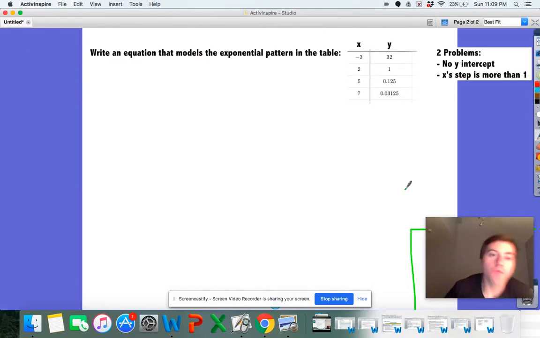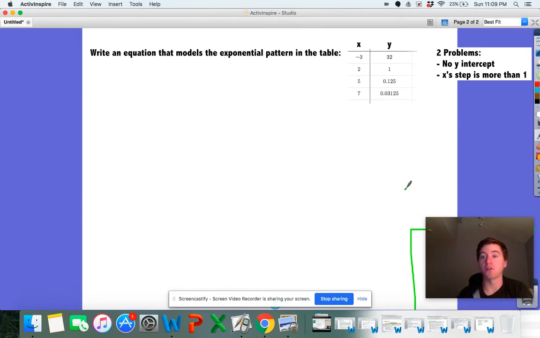Hey guys, we're gonna continue writing exponential equations from tables and graphs. Things are gonna get just a little bit more complicated when you see an example like this. It just tells you to write an equation that models the exponential pattern in this table right here. There are two things that are different from what you just saw in the last lesson.